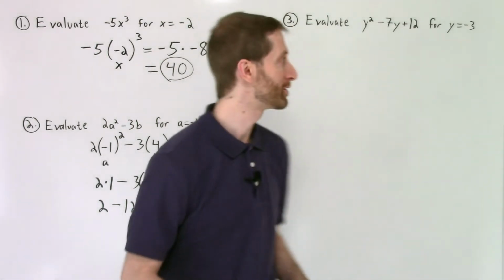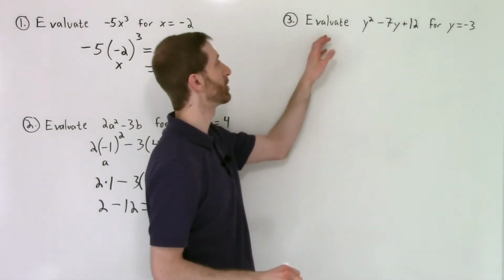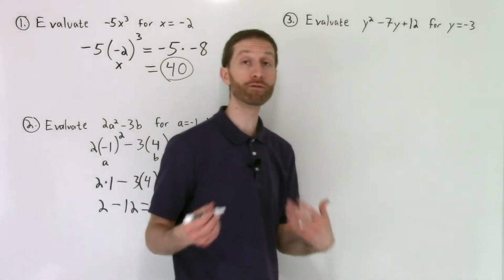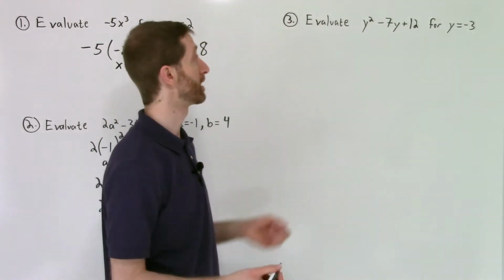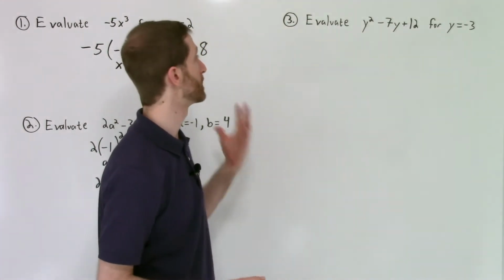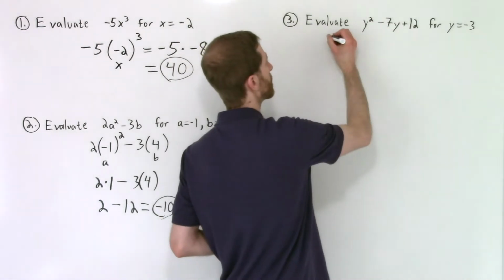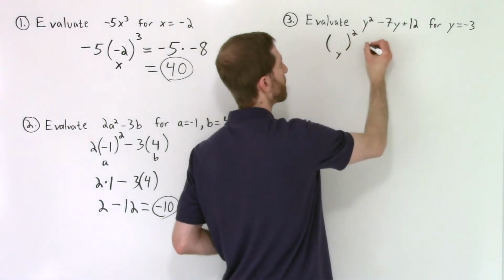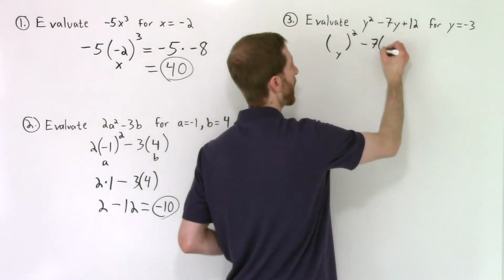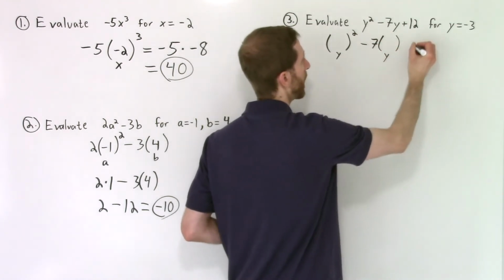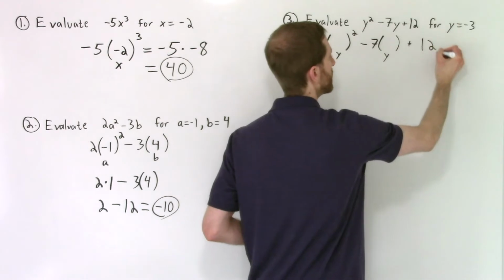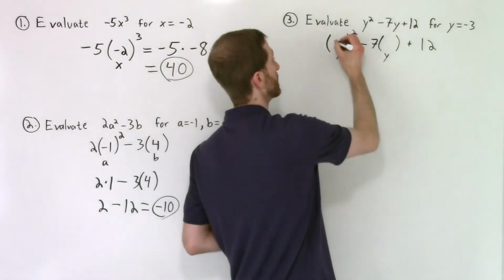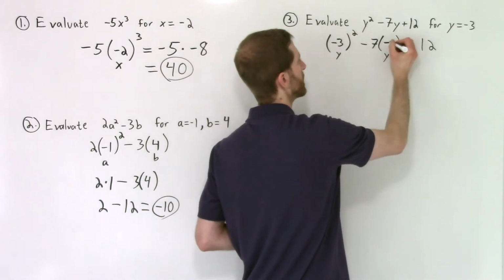Sweet. On to this third and final problem in this video. We're asked to evaluate y squared minus 7y plus 12 for y equals -3. We're going to do a similar idea as we did in the last two problems. Here, note that everything is a y value, so we square this y value. Minus 7 times y, all right, that's also going to be y, plus 12. And into those open parentheses go the number that y is equal to, -3. So that's the evaluation part.